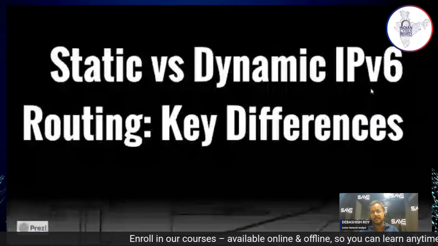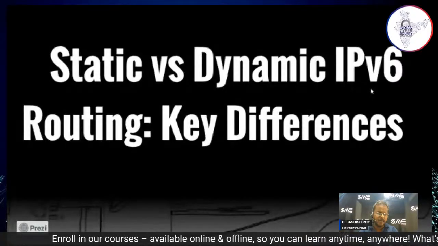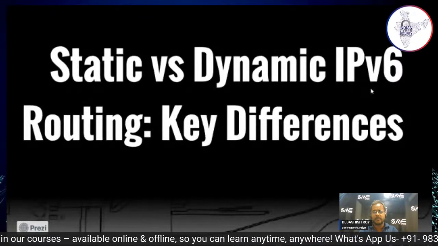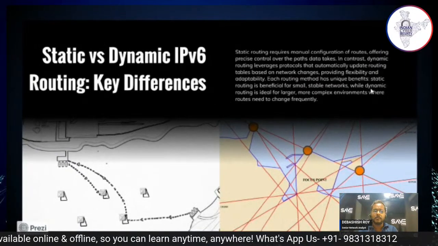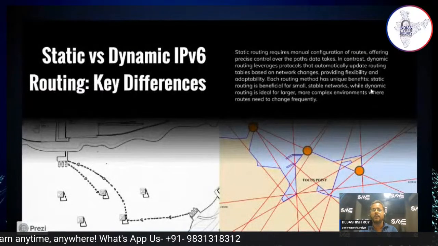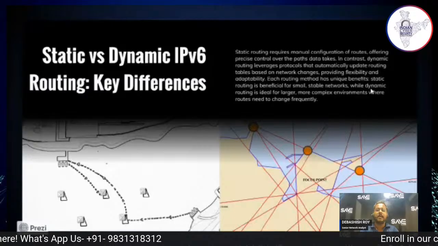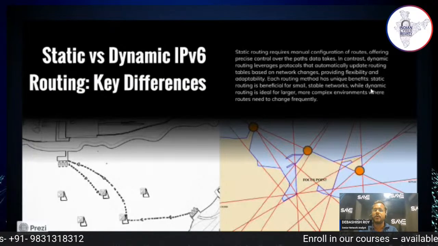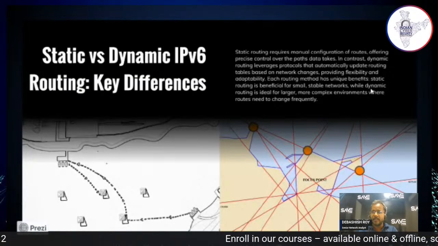Now, static versus dynamic IPv6 routing. What are the key differences between static and dynamic IPv6 routing? Static routing requires manual configuration of routes, offering, say, precise control over the paths the data takes. In contrast, dynamic routing leverages protocols that automatically update routing tables.